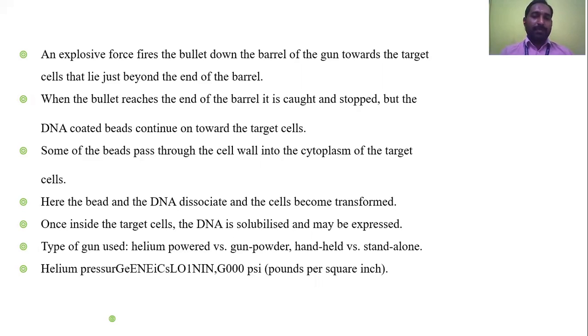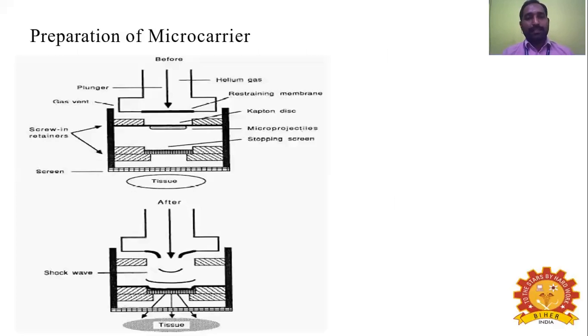After that, the integration happens, and then it moves to the next level, which is expression. Here we have the types of guns used: helium powered and gunpowder, handheld versus standalone, and also helium pressure. The pressure is very important for these ballistic methods. And this is the typical picture, which indicates how the transfer occurs in the cells.